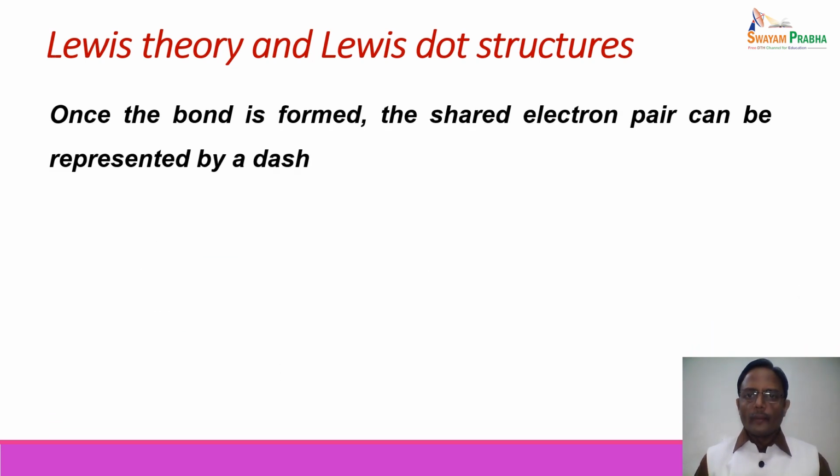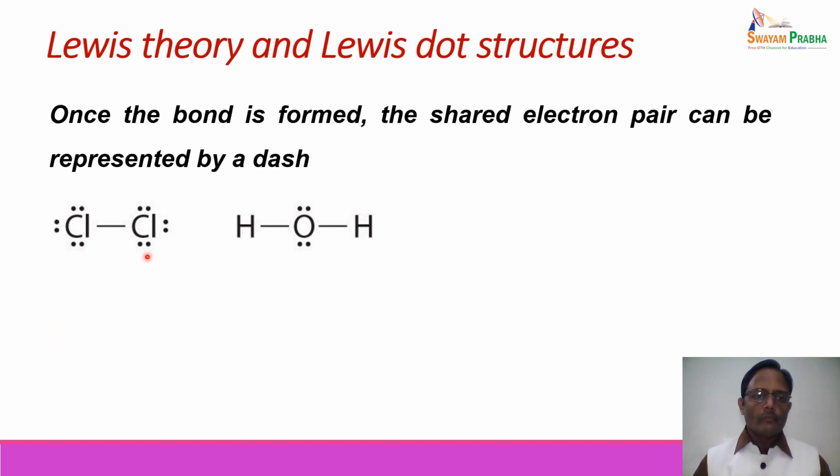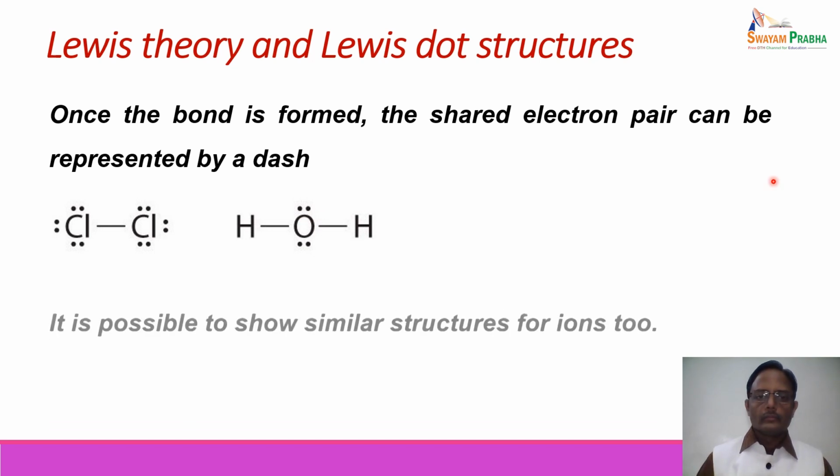Now once the bond is formed, the shared electron pair can be represented by a dash. So we can show, after formation of the chlorine molecule, Cl2 molecule, the 2 dots at the center can be substituted with a dash. Similarly, this water molecule can be shown with a dash in between oxygen and hydrogen. The remaining electrons which are not involved in bonding are shown as they are with the help of dots.